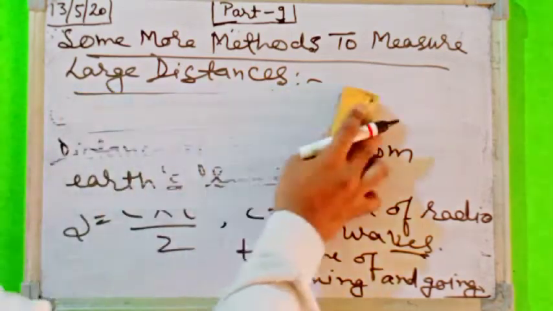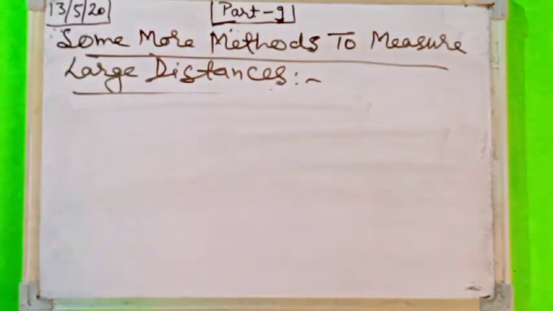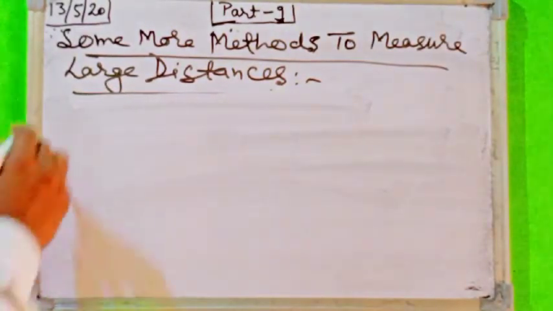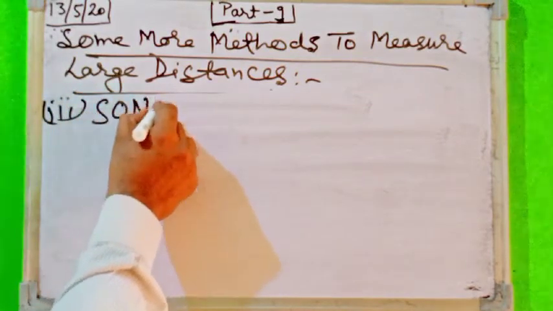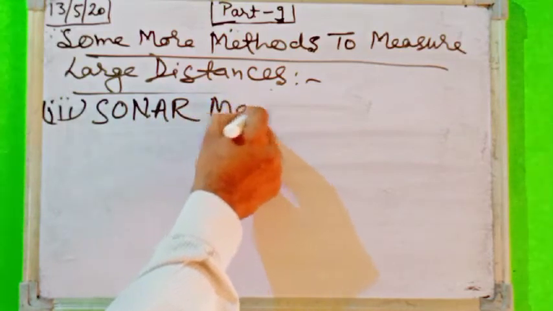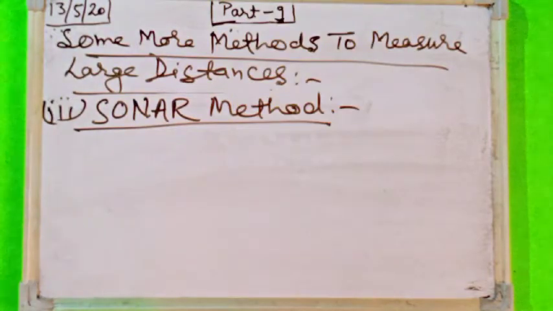The next method is the sonar method. The third one is the sonar method. Sonar method is the method to measure the distance of submarines or submerged rocks inside the seabed.